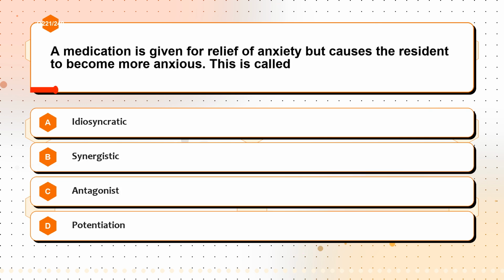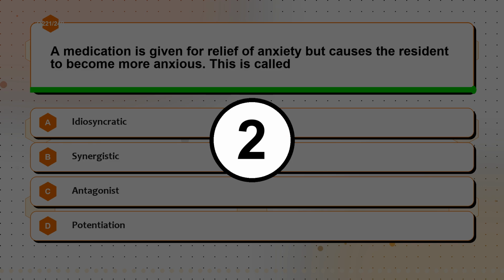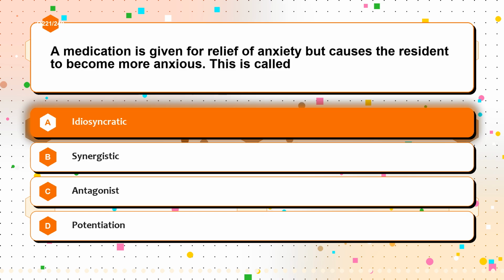Question 221. A medication is given for relief of anxiety but causes the resident to become more anxious. This is called. Here are the options. Option A, idiosyncratic. Option B, synergistic. Option C, antagonist. Option D, potentiation. The correct answer is option A, idiosyncratic.